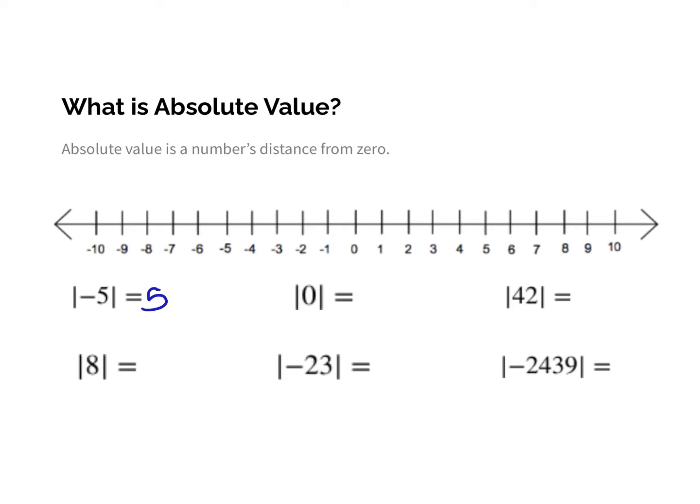Absolute value of 0 is nothing away from 0, so it's still going to be 0. Absolute value of 42, if I'm way up here at 42, I'm still going to be 42 away from 0. The direction doesn't matter. Absolute value of 8 is going to come out as positive 8. Absolute value of -23, if I'm -23 in this direction, I'm still 23 away from 0, so it's that distance. Direction doesn't matter.